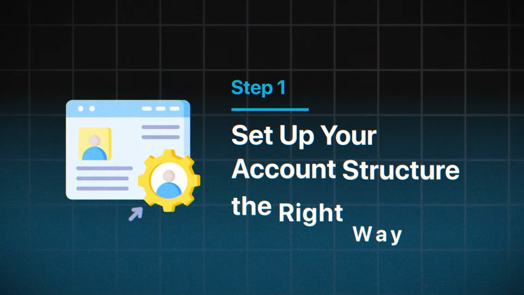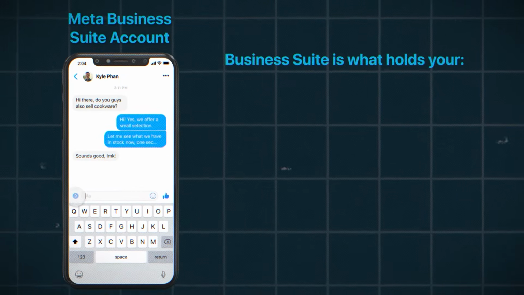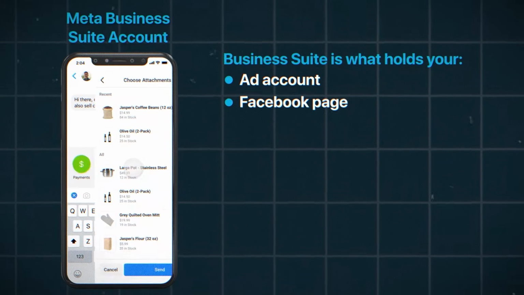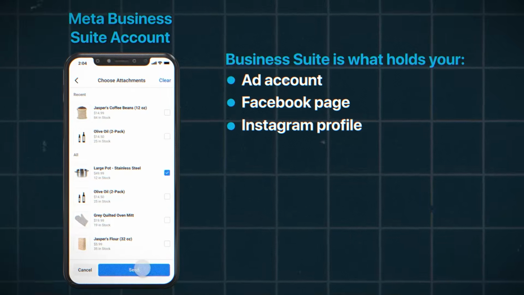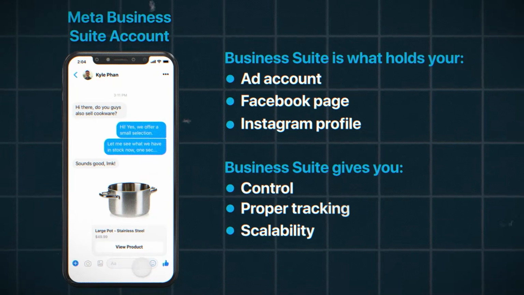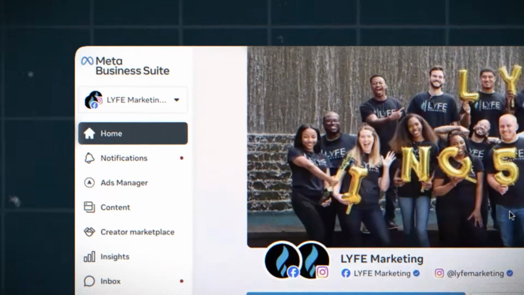Step 1, set up your account structure the right way. Before you ever create a campaign, you need the right structure in place. You want a Meta Business Suite account so that you can run real campaigns and not just boosted posts from your page. The Business Suite is what holds your ad account, your Facebook page, and your Instagram profile together in one place. It gives you control, proper tracking, and scalability. If you've ever boosted a post before, you actually already have an ad account. You just need to make sure it's inside Business Suite.